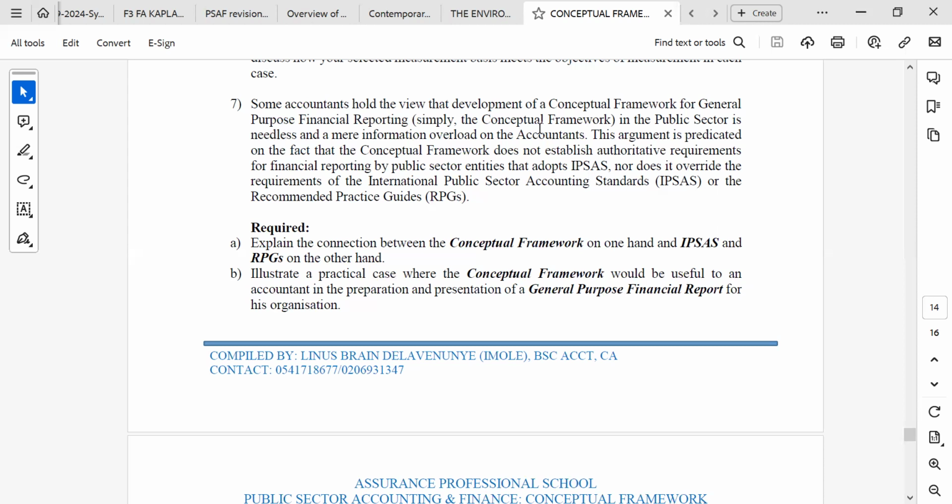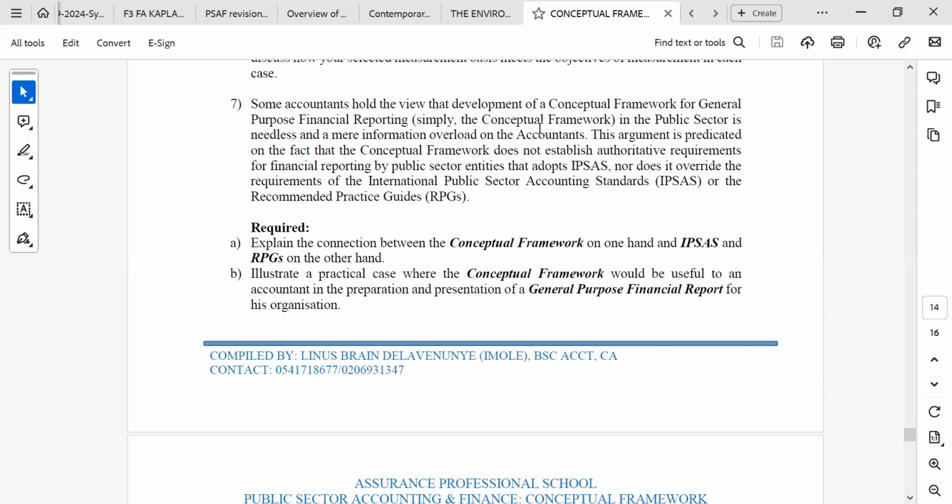All right. So all that you have said is right, and they will give you marks. But the first thing is that they ask about the connection between the conceptual framework on one hand and the IPSAS on the other hand. What is the connection between them? We learn from the role of the conceptual framework that it establishes concepts that underpin the general purpose financial reporting of entities that adopt the IPSAS, isn't it?